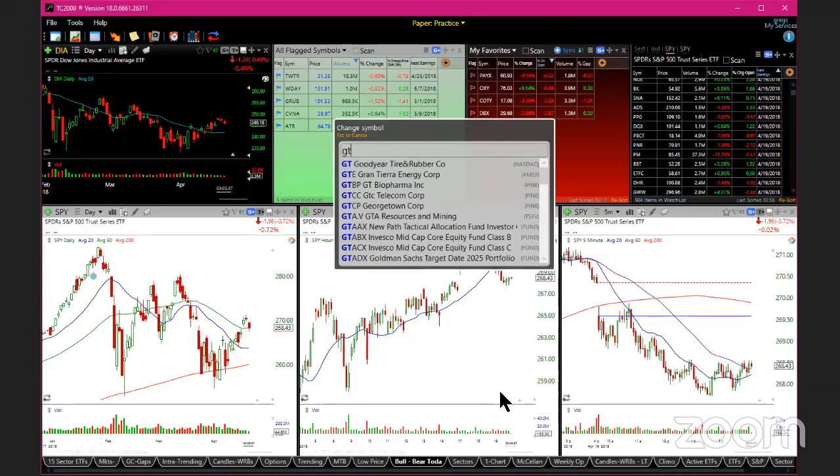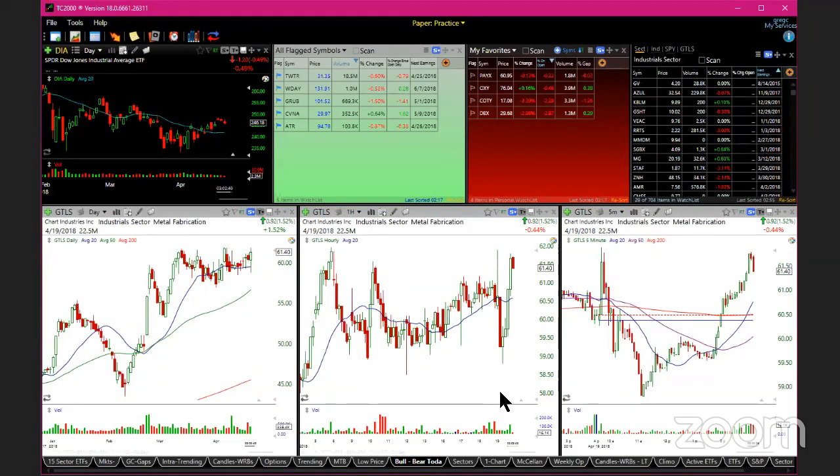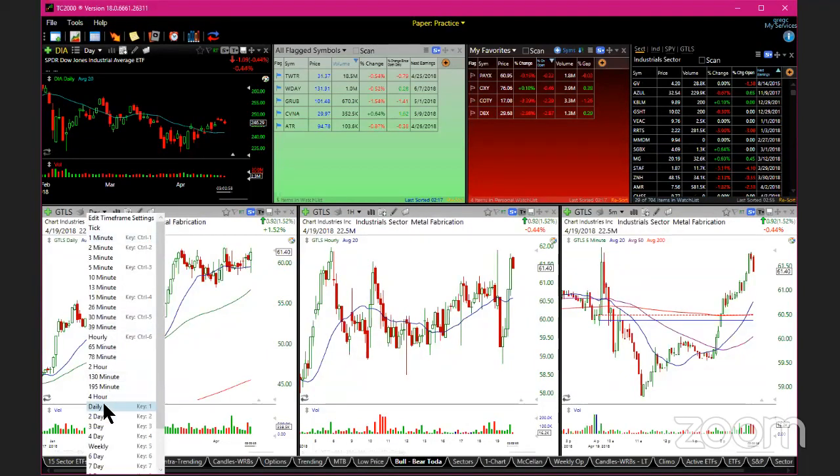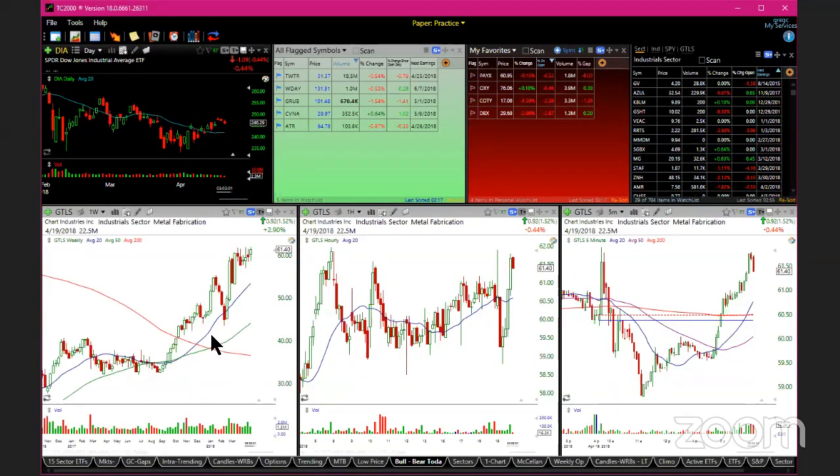GTLS. Metal fabrication and a thinner stock. So it's pretty messy in intraday, but nice rally off of the low and a bottoming tail bar there. And so I go out to the weekly and take a look. Coming off of the low there, it's been an uptrend for a while. I can tell that it's had a correction.